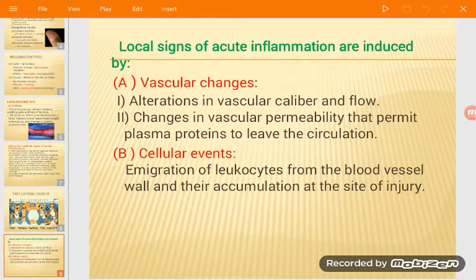These local signs, which appear due to acute inflammation, are due to two changes: vascular change and cellular events. Vascular change includes two events: alteration in blood flow and vascular caliber, and change in vascular permeability. Cellular change includes migration of leukocytes from the blood vessels to the area of injury.